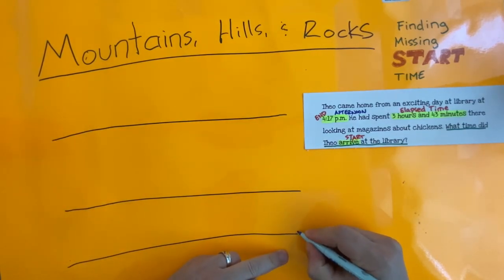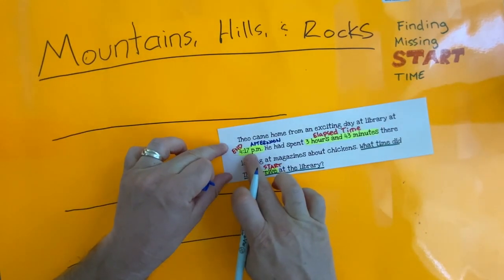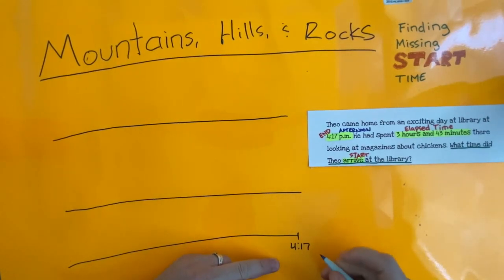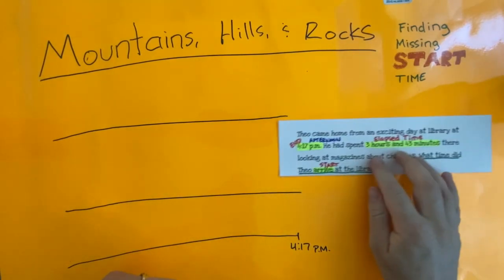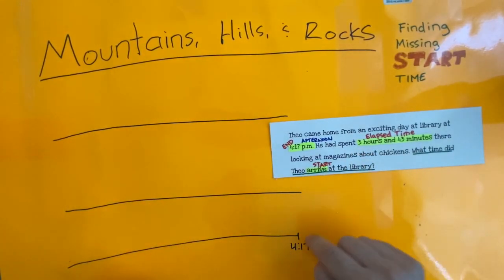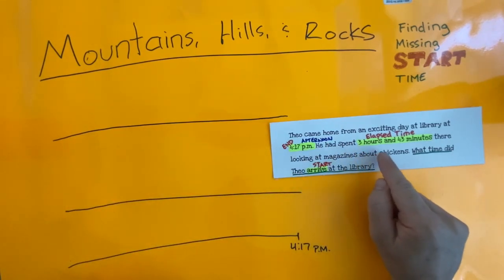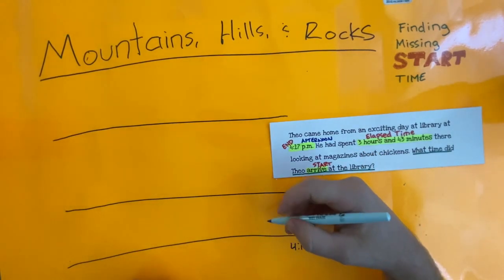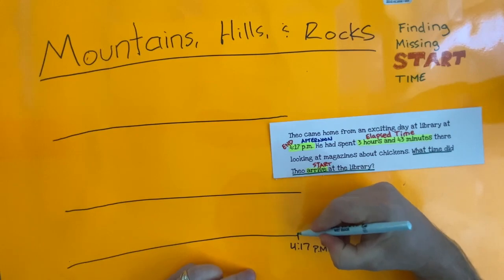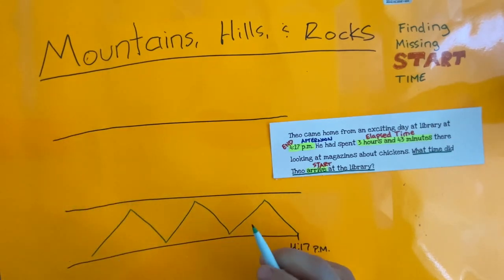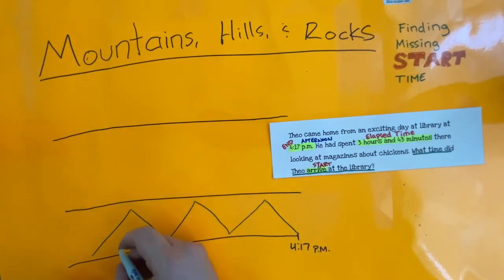We know here that the end time is 4:17 p.m. So let's go ahead and label that 4:17 p.m. We also know that the elapsed time is 3 hours, 43 minutes. What this tells me is that we're going to have 3 mountains, 4 hills, and 3 rocks. So let's do our 3 mountains first. Mountains always look like this, and it's always important that we label these also.